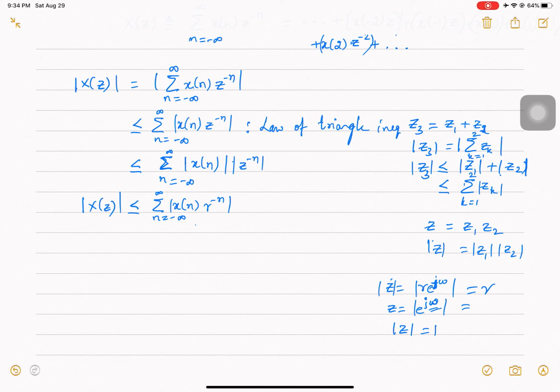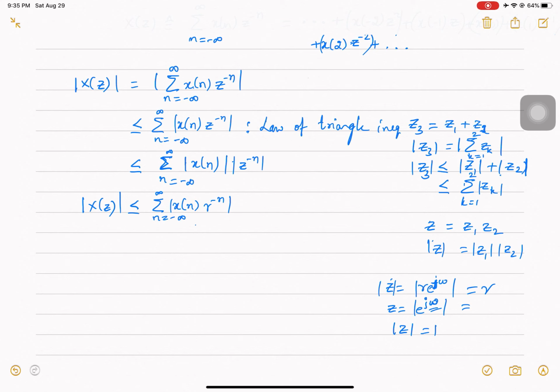If X of z is infinite, then we say that the z transform doesn't exist. So if it's finite, then sure the z transform exists. It will be some number, depending on the value of z, right? Now when will this X of z be less than infinity? When this term, the summation of x of n into r power minus n, will converge, will be something finite.